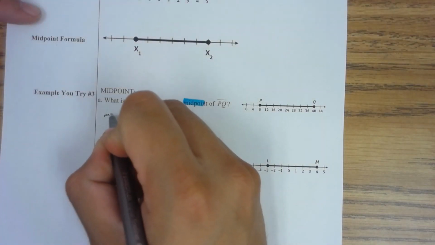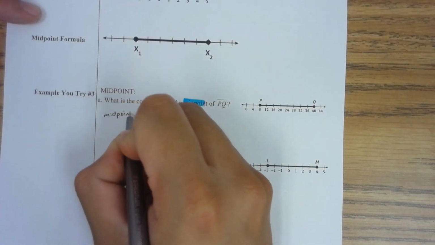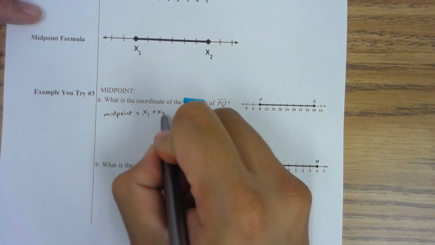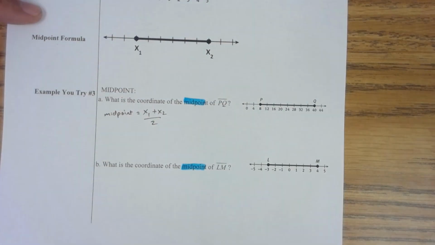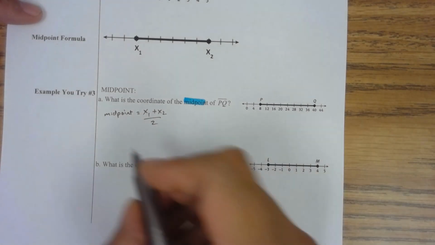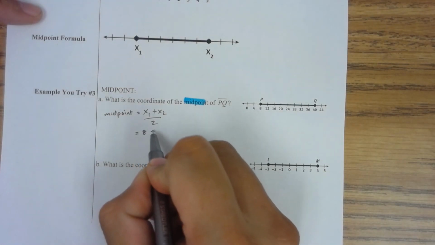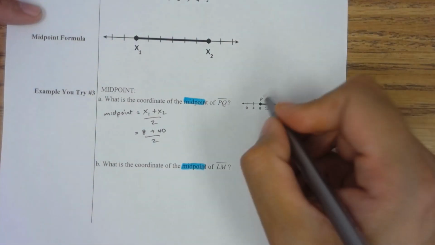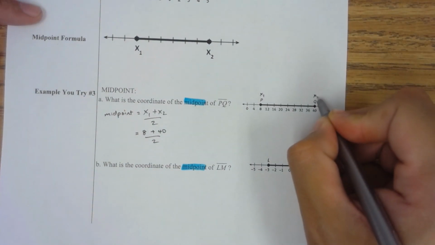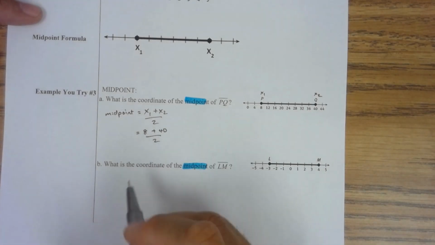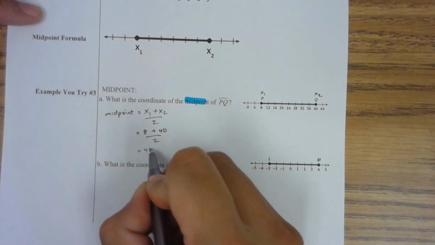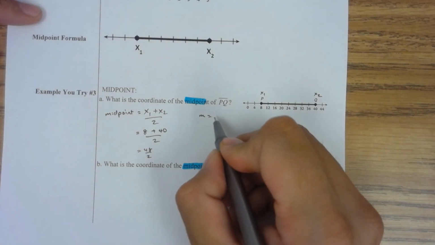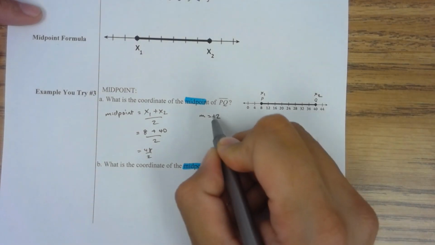So, midpoint formula is whatever the first point is plus the second point over 2. So let's see, here my first point, substitute that in, 8. Here my second point, 40. So we can label it x1, x2 here. 8 plus 40 is 48 over 2, which gives you 12. Nope, my bad, 24.